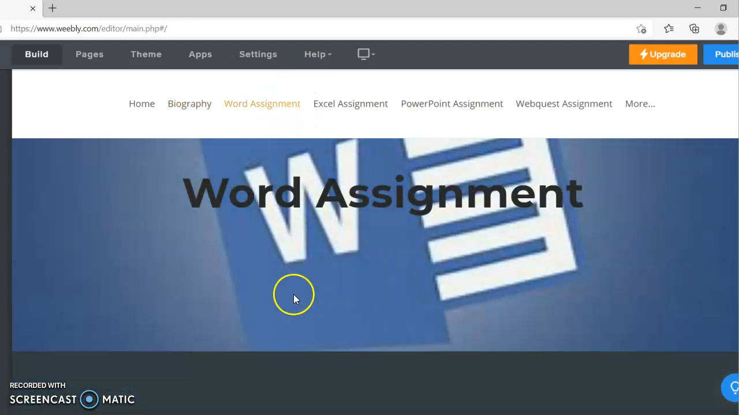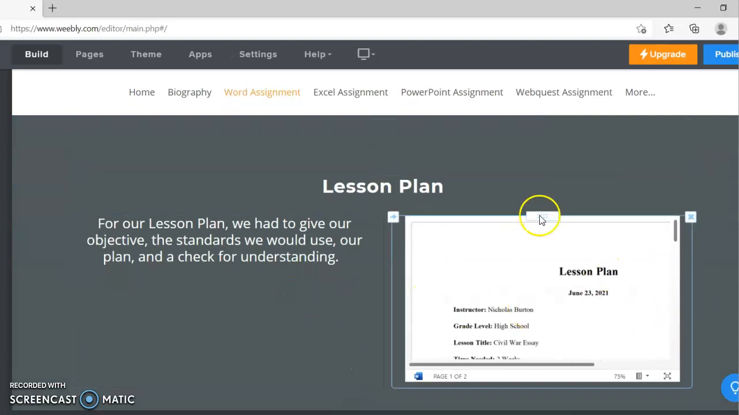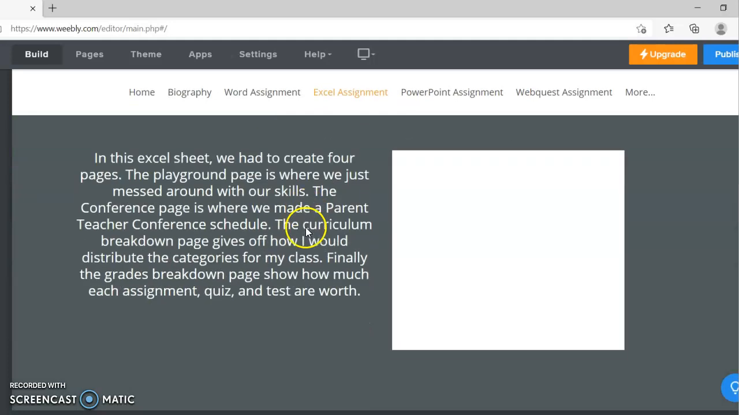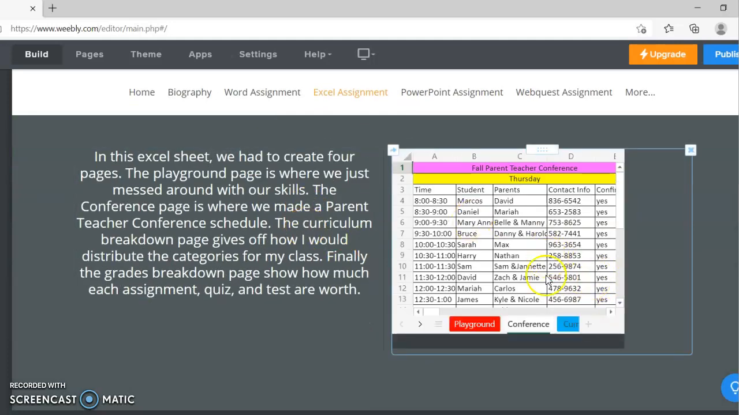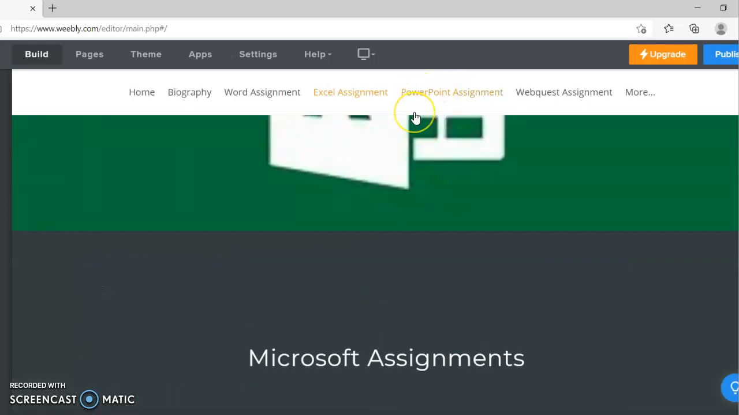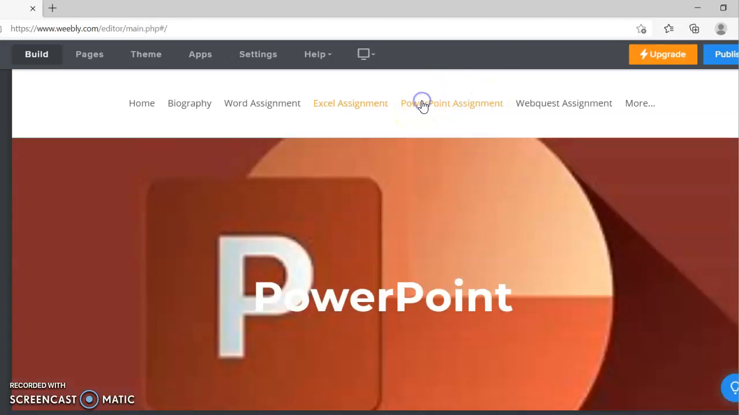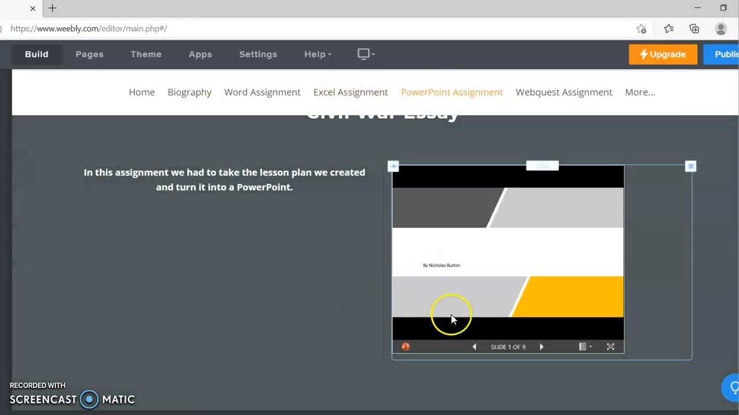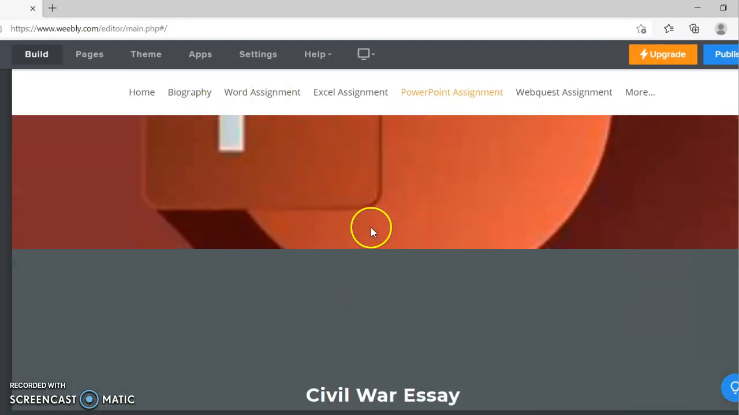Here's the Word assignment with the lesson plan that we had for that assignment, and the Excel sheet. There it is, showing one of the pages from the Excel sheet right here on the conference page. And then our PowerPoint assignment that we had for everything. There it is. There's mine.